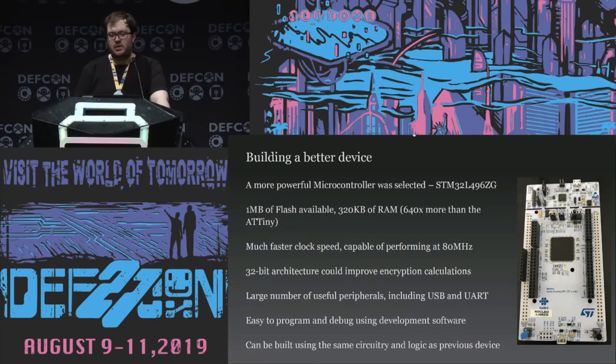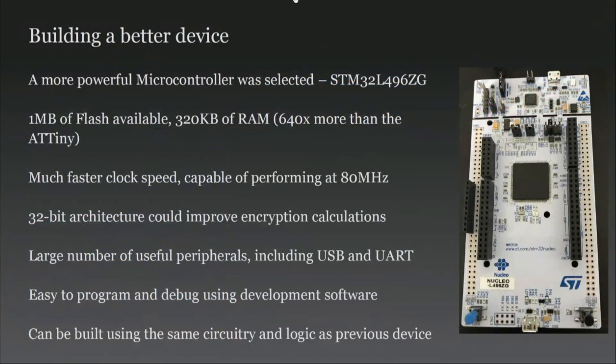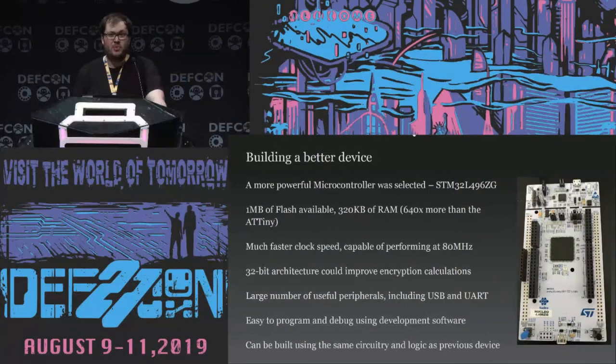I used the STM32L496ZG, which is a development board and a microcontroller, which has a huge amount of power and a huge amount of capabilities for a very small price. It's about £18 on Amazon, and nowadays that means it's about $18 as well. It has 1 megabyte of flash and 320 kilobytes of RAM. That's 640 times more than the 80 Tiny, which is really crazy when you think about it.